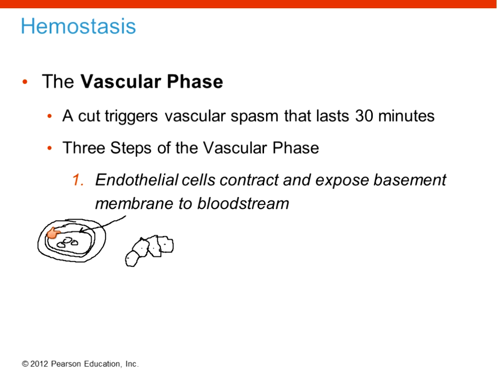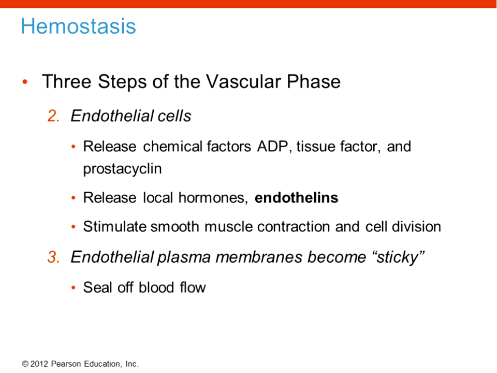So these endothelial cells that we have there, if I blew them up and drew them on the side, they kind of look like that. Those endothelial cells are going to contract because there's been an injury to the blood vessel wall, and they're going to expose the basement membrane to the blood vessel wall. So if you remember from A&P 1, the basement membrane is the bottommost layer of the epithelial tissue, and it's going to connect it directly to the connective tissue.